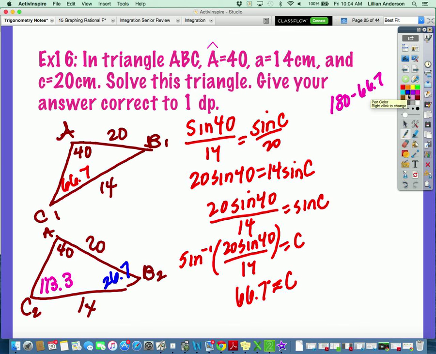That's how you check for the ambiguous case. Once you find that first angle, you need to see if there's going to be a second triangle. To do that, you find the second potential angle C by subtracting it from 180. That's where the 113.3 number came from. And then we try to find my second angle B. Because if you do get a positive number like we did here, you have two triangles, so two sets of answers. If it's negative, that one doesn't count and you only have one triangle. And then you will find the other side b for both triangles and then the last angle B.